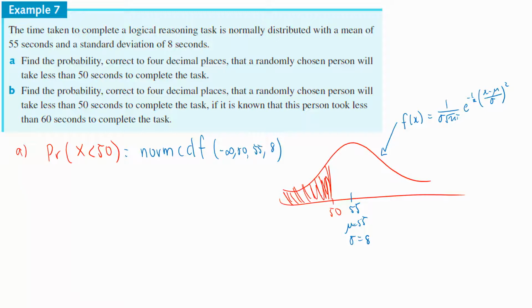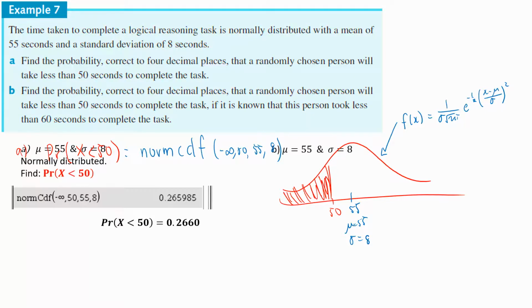Cool. So we do that. That will give us, there we go, 0.2660. So what does that tell me? What's the probability? They said round to 4 decimal places. So make sure that you round to 4 decimal places. It's about 26.6%. Okay. Next question.